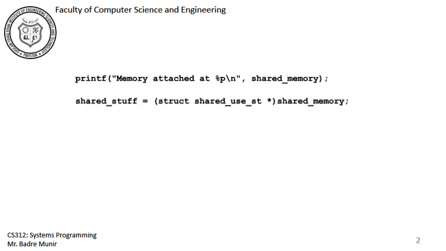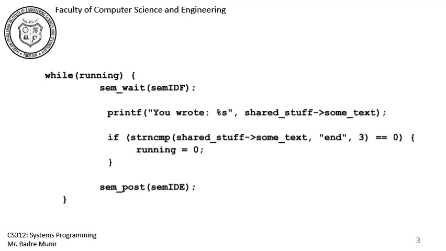In our case, there is a structure inside the shared memory. So in order to access the fields of the structure, we need to have a pointer to a structure. So the next line will copy the address inside the void pointer variable into a variable which is a pointer to a structure. So there's a casting operation involved. struct shared_use_st asterisk. This is the expression for casting. So shared_stuff is now the variable which points to a structure. This structure is placed inside the shared memory. From this point onwards, we just need to use this pointer.